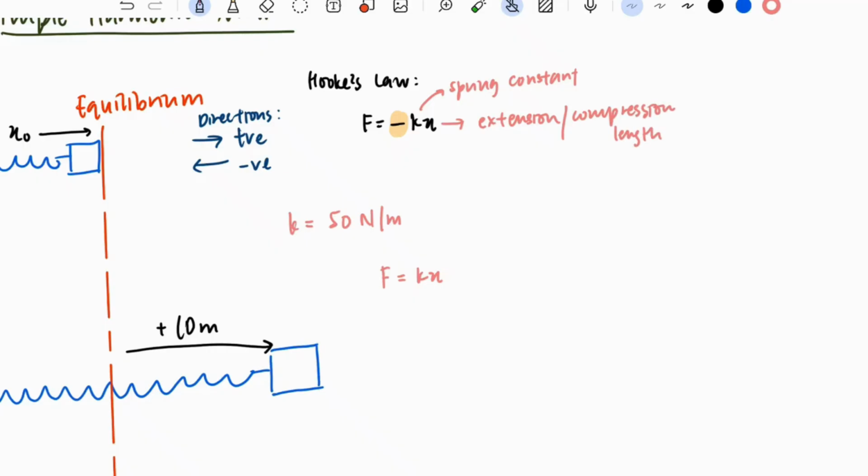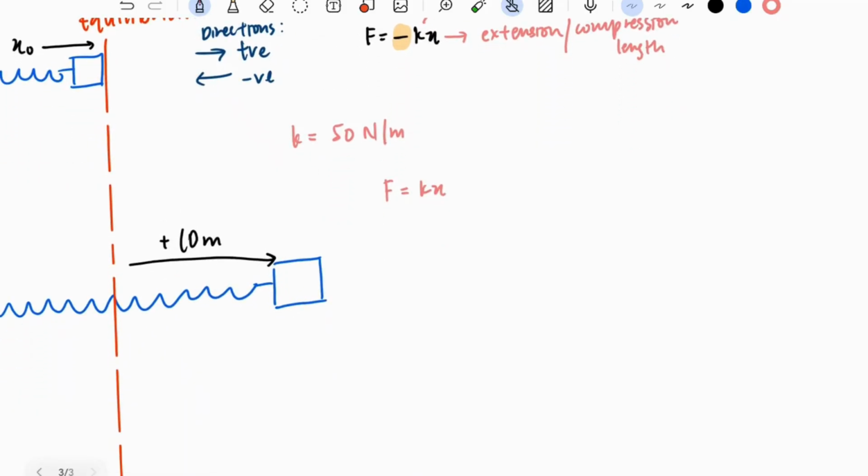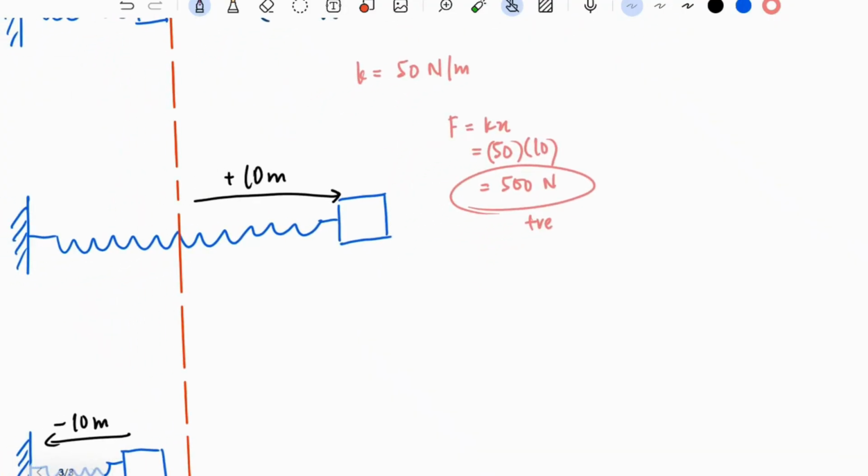Now coming back, F equals to kx. My k is 50, my x is 10. So my spring force will be 500 Newton. Now I want you to take a moment and think about it. I said my direction to the right is positive, and my force here is positive. So what does this mean? It means that my spring force is to the right. Okay, wait. Now, does this make sense?